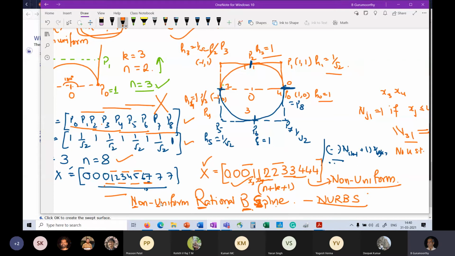You need this to represent circles, right? You need this to represent arc of a circle less than 90 degrees, and you need this to make the number of control points independent of the degree. Okay.